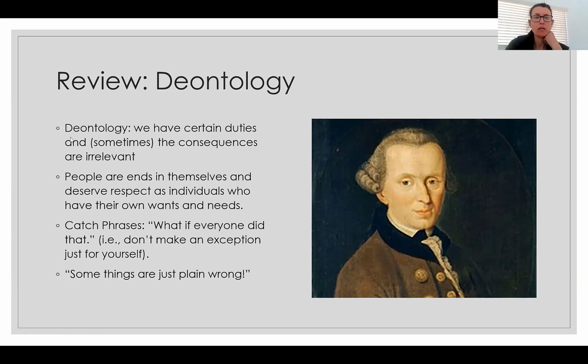So you have certain duties, you know, duties to tell the truth, to treat people fairly, to respect people, to not murder, steal, lie, et cetera, et cetera. Here's another principle in deontological ethics, so these Kant-based ethics, is that people are ends in themselves and deserve respect as individuals who have their own wants and needs.